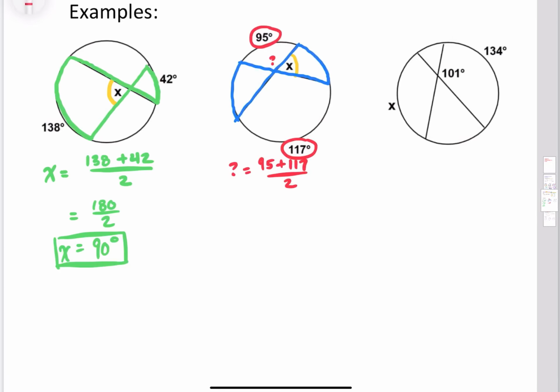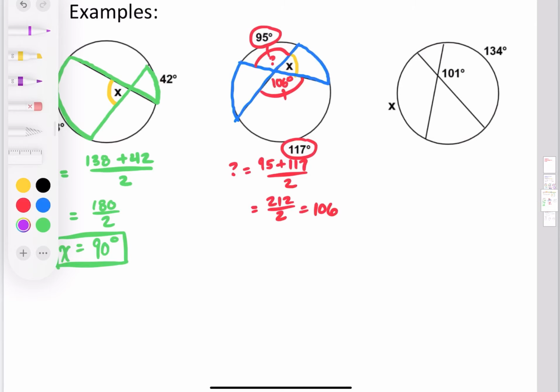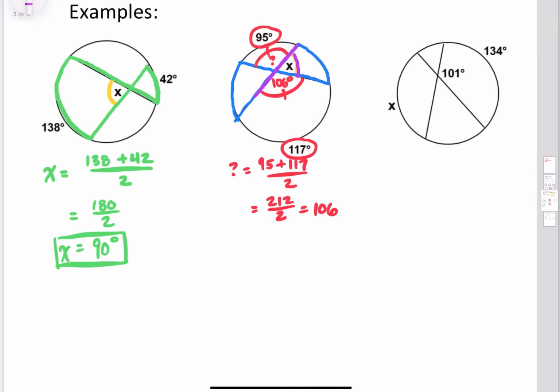It's half of the sum of the intercepted arcs. So that's now going to give us 212 divided by 2, which is equal to 106. Okay, so now we know that this is going to be 106 degrees. Now these two angles are congruent because they're vertical angles. Now what we want to figure out is, what is x? Well, x is right over here. And remember, right over here we have 180 degrees because it's a straight line. So all we've got to do is take 180 minus 106, and that's going to give us x. So x is going to equal 74 degrees.